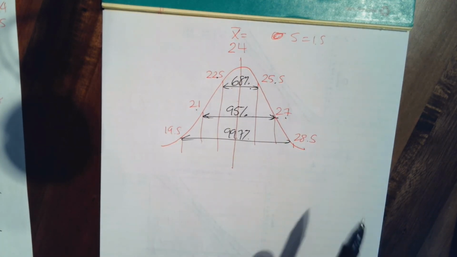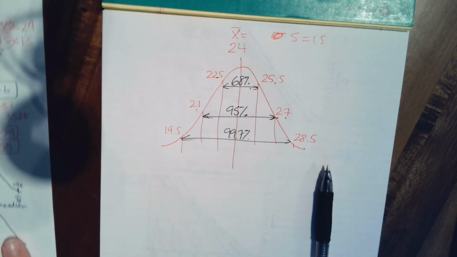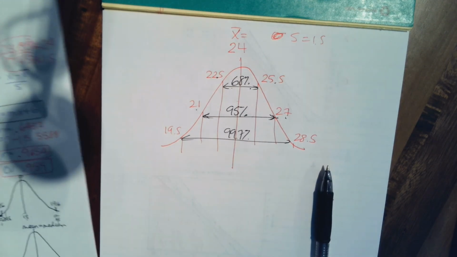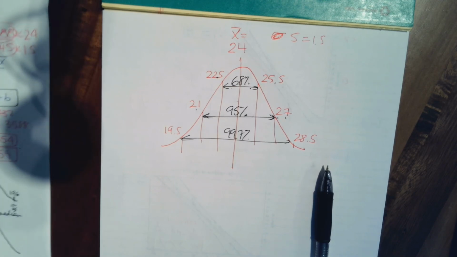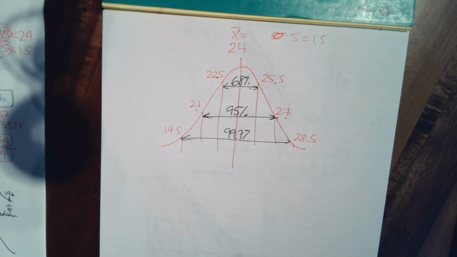So there we go. That's how we're going to assess normality using a normal probability plot and comparing a correlation coefficient to a critical value.